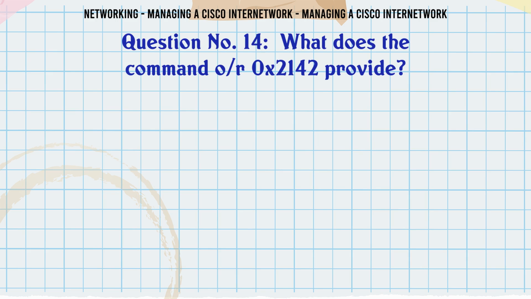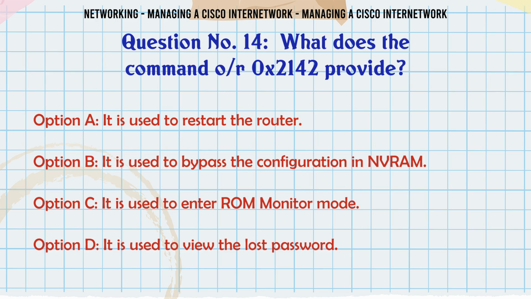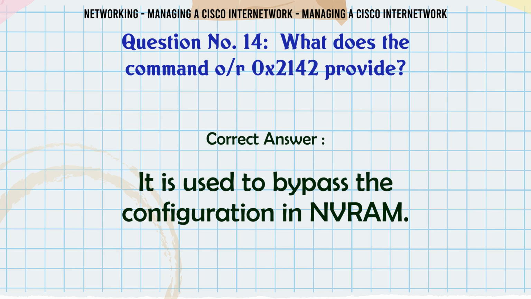What does the command OR 0x2142 provide? A. It is used to restart the router. B. It is used to bypass the configuration in NVRAM. C. It is used to enter ROM monitor mode. D. It is used to view the lost password. The correct answer is it is used to bypass the configuration in NVRAM.